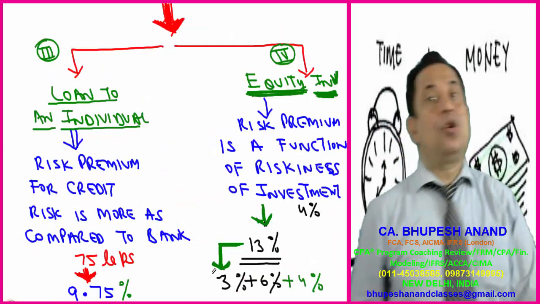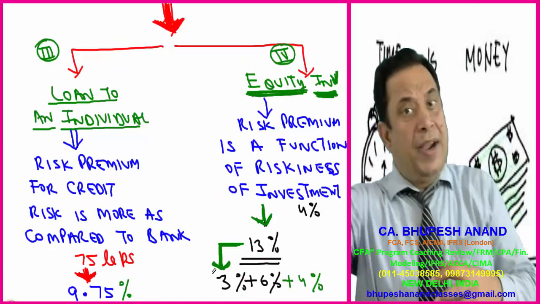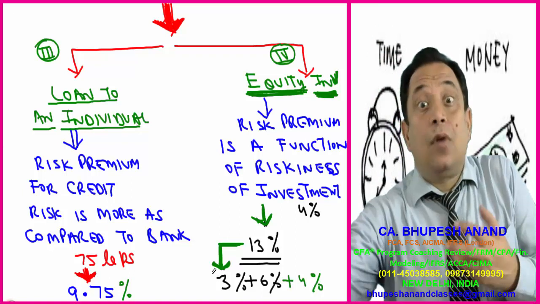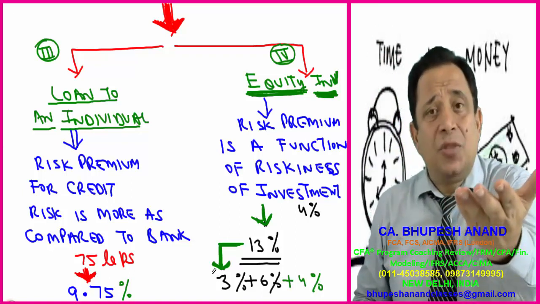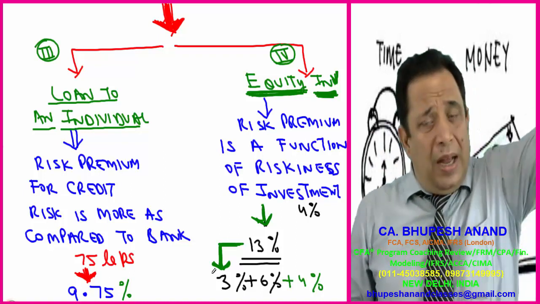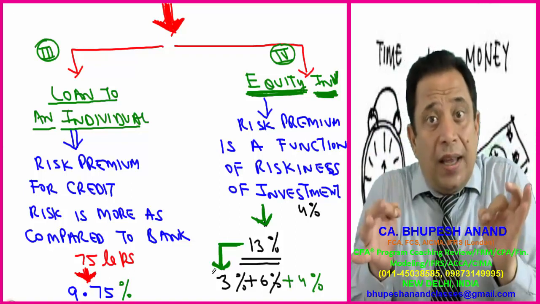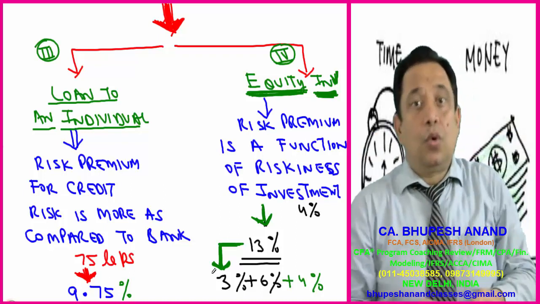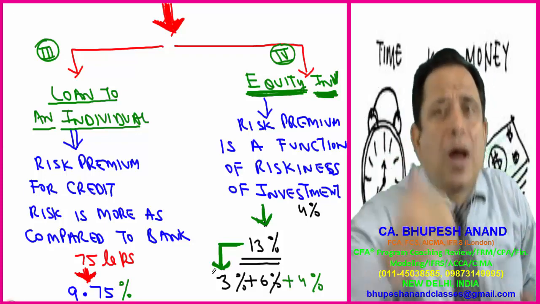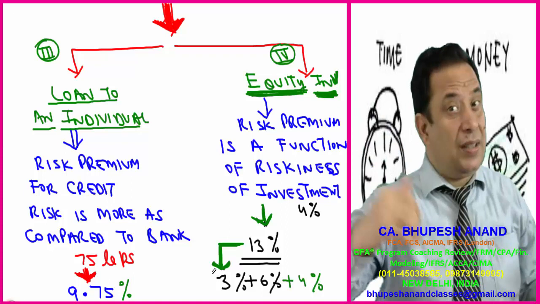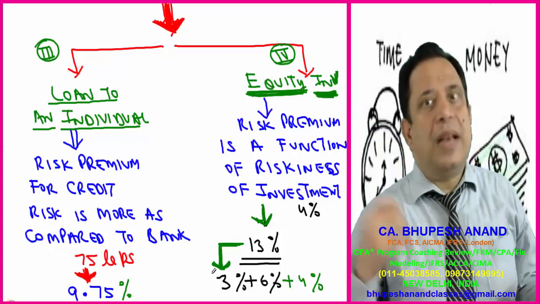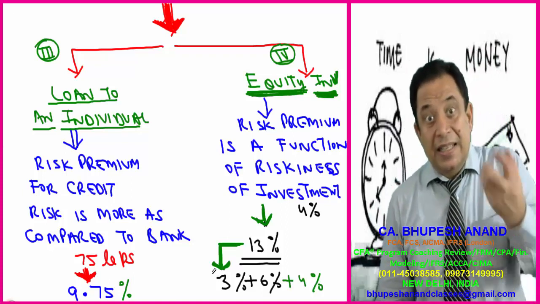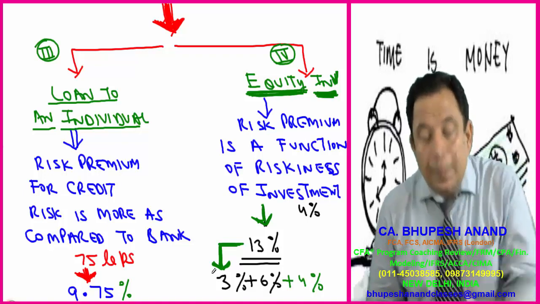Now in option number 3, he has given a loan to an individual. Now that individual may be well-known, but that involves more risk. Just see in the case of Vijay Mallya, the risk premium is infinity. He has flown to London. So in case of lending an amount to an individual, the risk premium will be higher as compared to a bank, because there can be default risk, liquidity risk, and maturity risk. So let that risk premium be 0.75 or 75 basis points. So his required rate of return will be 9.75%.